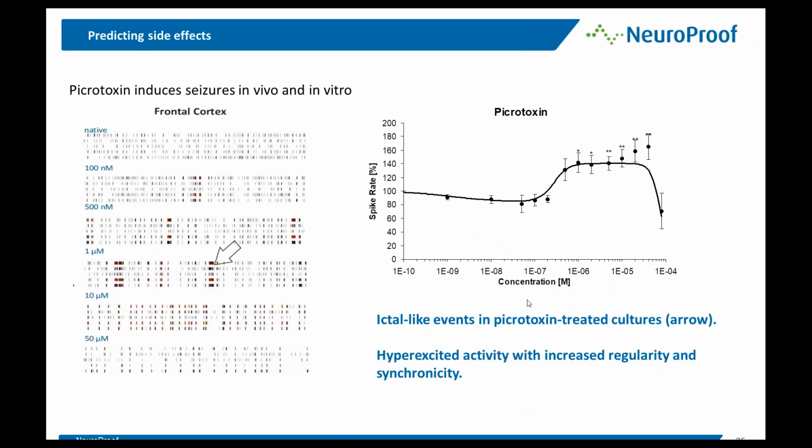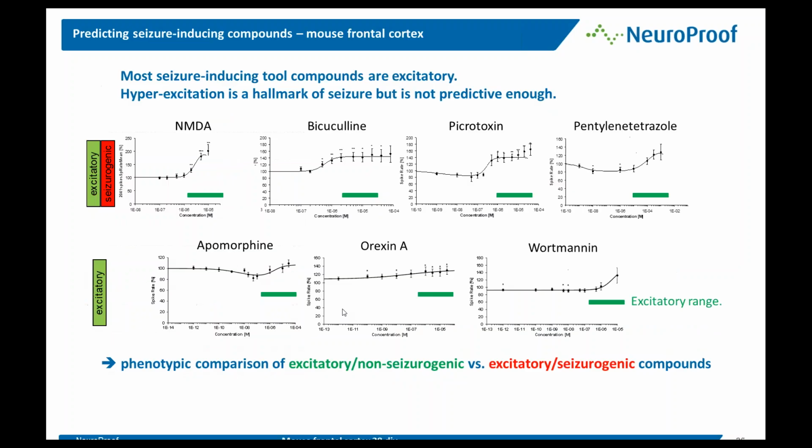Now, if we test a seizure-genic compound, which Dr. Anson was also referring to, it's picrotoxin, it's a GABA receptor blocker, we see the increase of synchronicity and regularity, and we even see these ictal-like events. So there's a hyper-excited activity and increased regularity and synchronicity, which is needed to predict seizure.